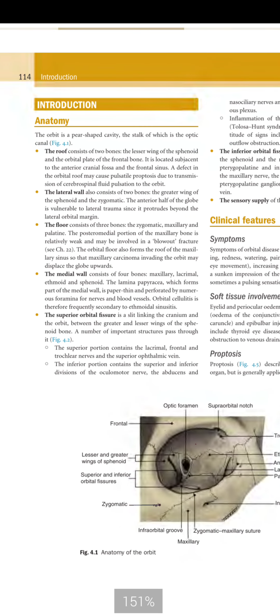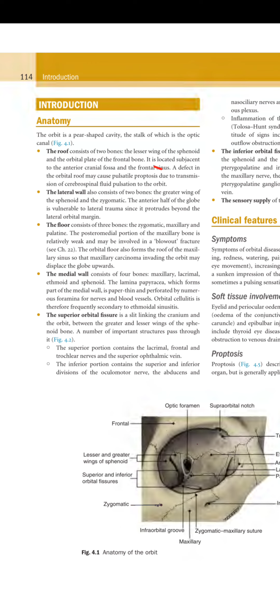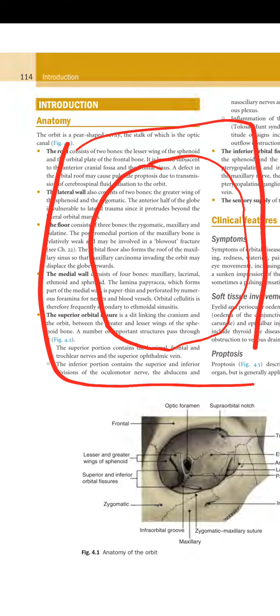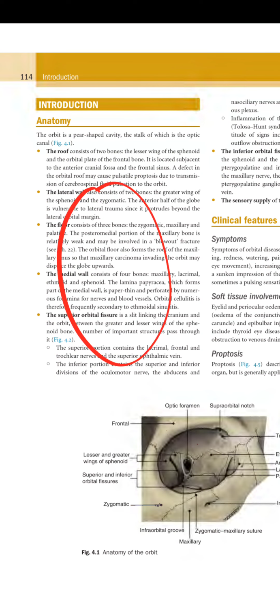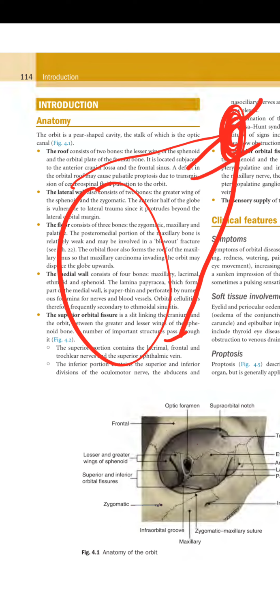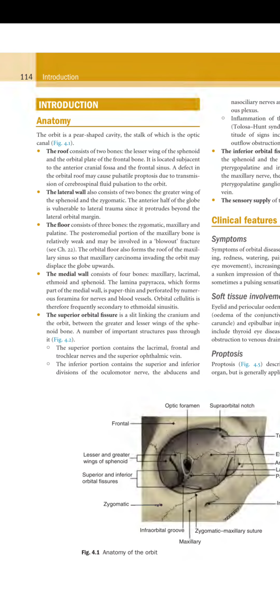Introduction: Anatomy. In this part we are going to discuss the anatomy of the orbit in which the eyeballs lie. You know that the orbit roughly has four walls: the superior roof, that is the superior part, then there is a medial wall, a lateral wall, and a floor. The orbit is basically a pear shaped cavity like this, and there is an apex, through which the optic canal passes. The orbit is a pear shaped cavity, the stalk of which is the optic canal.